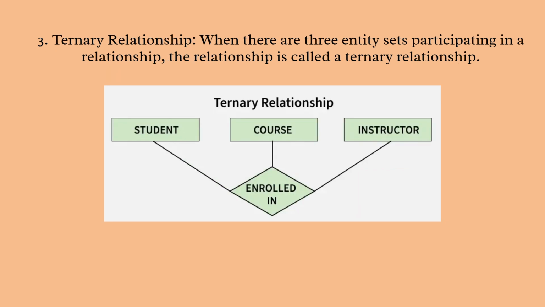The third one is a ternary relationship. As the name suggests, a total of 3 entities participate in the relationship. As shown in the example, a student enrolled in a course, and the course is taught by an instructor. So 3 types of entities participate in the relationship, and it is known as a ternary relationship.